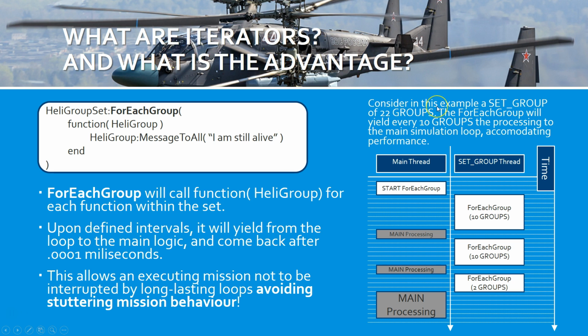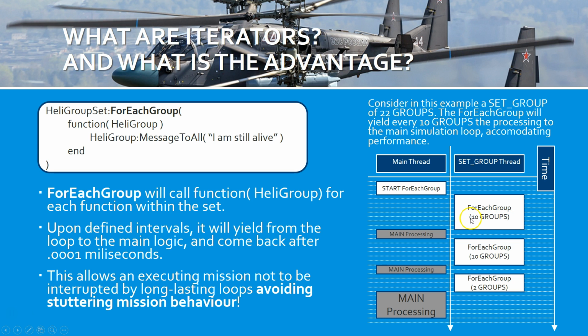So the iterator allows you to actually iterate this set, and what it will do, it will create a new thread. So what is a thread? You got your main mission execution thread, and when you do for each group, this function will actually start looping each group in steps, in intervals, which you can specify, but I'll add a parameter for that later. I'll document that in a later session.